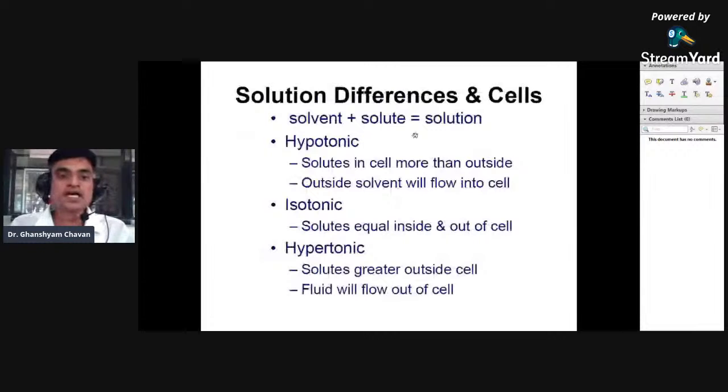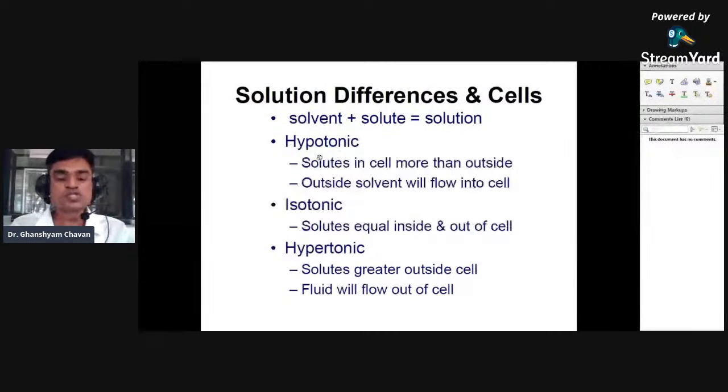Now, solution differences and cells. Solvent plus solute is called a solution. Here we will discuss the various types of solutions and their consequences, or their correlation with our body or body solutions.